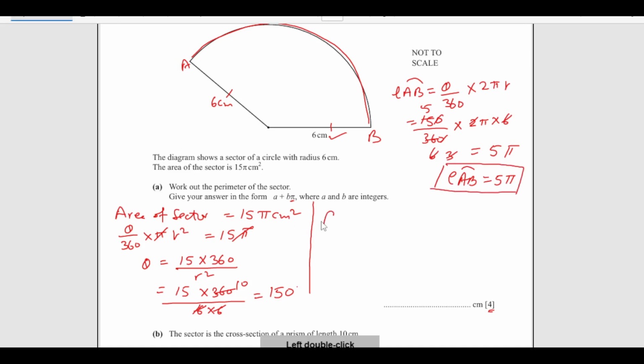So now we are looking for the perimeter. So perimeter of the whole shape is going to be this length from here, AO plus OB and then AB. So this is 6 plus 6 plus 5 pi. So this is 12 plus 5 pi. So this is the answer, 12 plus 5 pi. So answer should be in a plus b pi form. So we got that form of the answer, right?